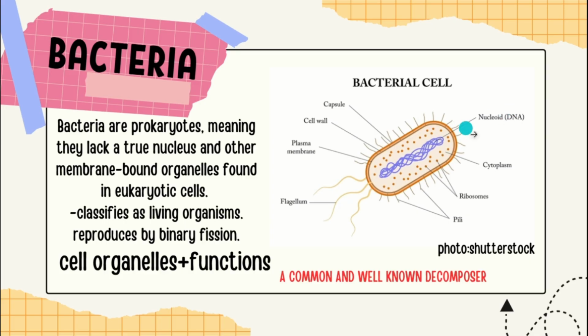Basically, instead of having a nucleus with the genetic information inside, we have free floating DNA, which is the nucleoid in the case of our bacterial cell. And this diagram doesn't show it, but it usually has a plasmid, a little circular DNA free floating in it, right? So that also contains some genetic information.